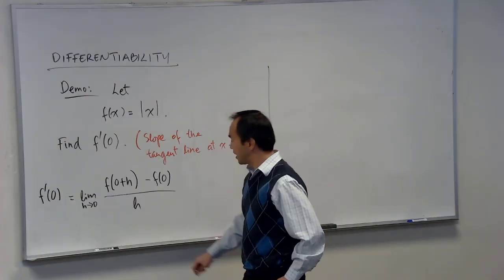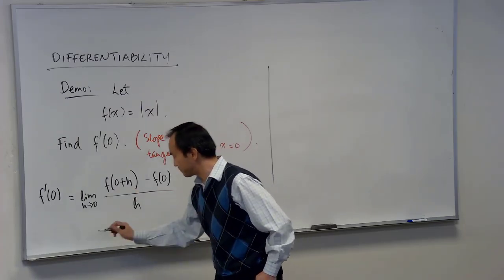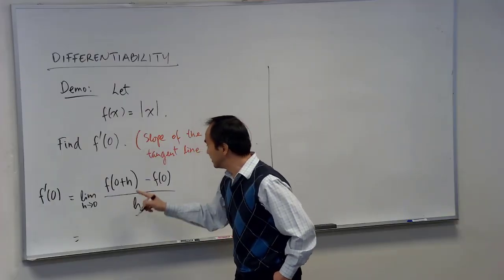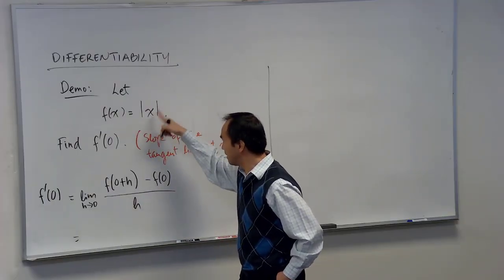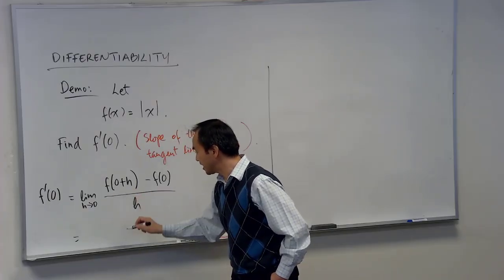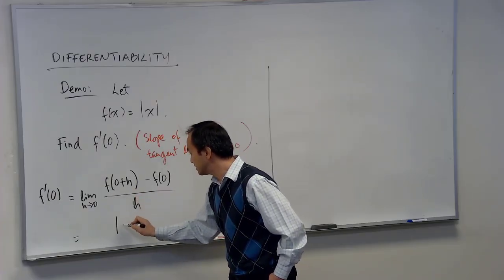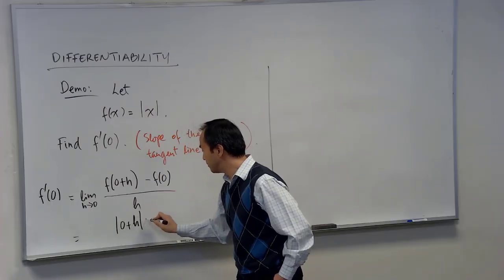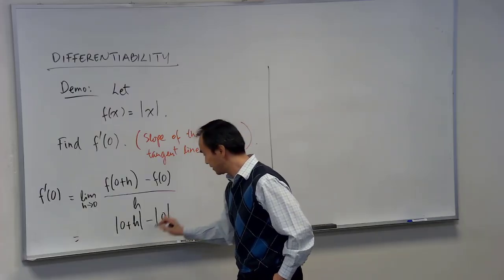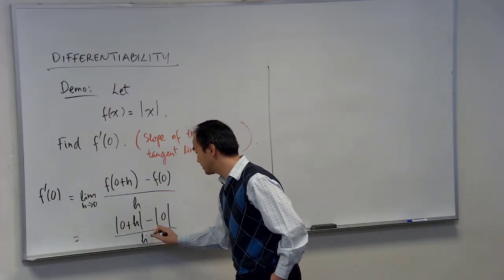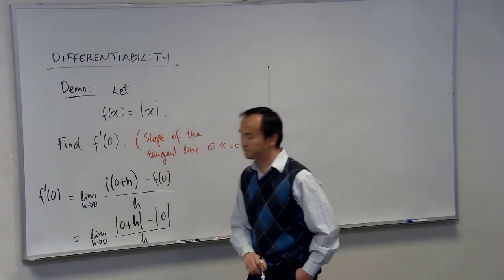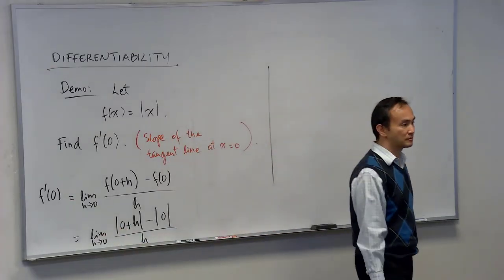According to the setup, applying it to our function, the function here is the simple absolute value of x. So substituting 0 plus h into our function, we're looking at the absolute value of 0 plus h minus the absolute value of 0. You guys agree? And we're dividing that by h. Check the limit as h goes to 0.